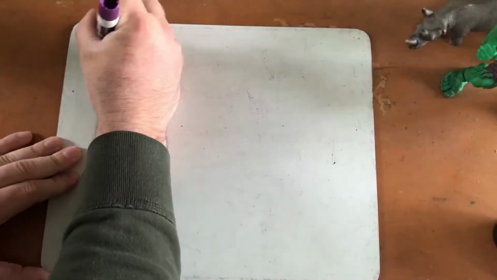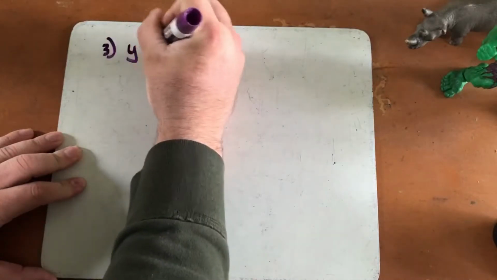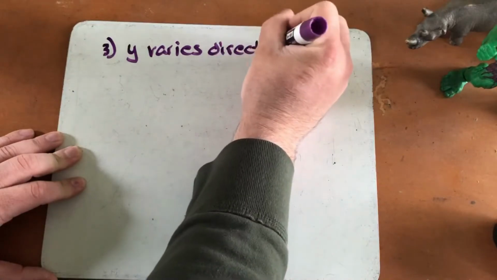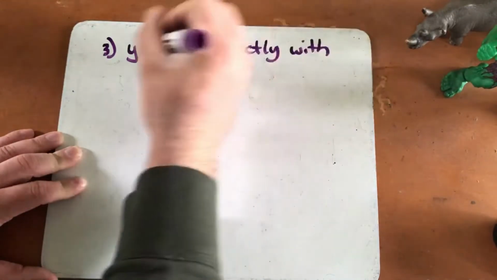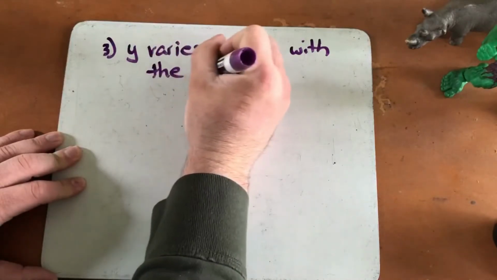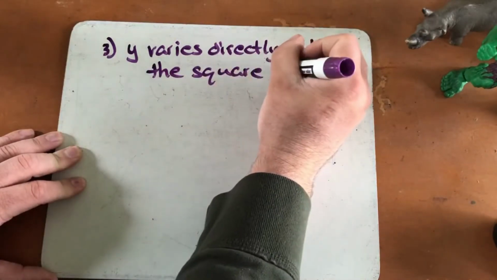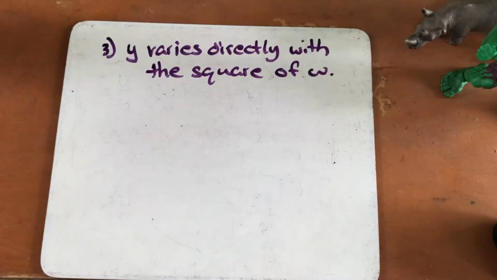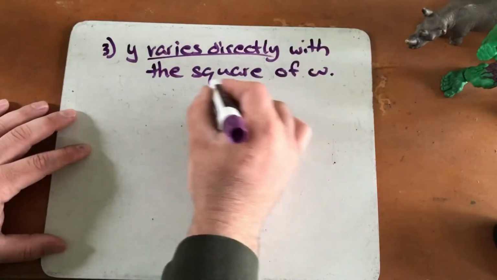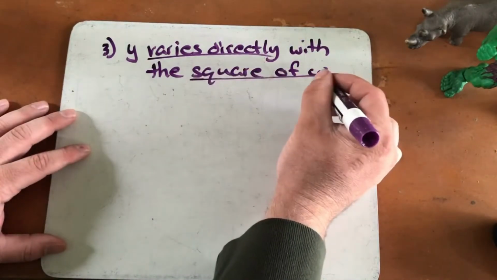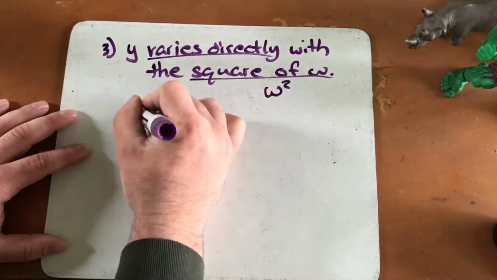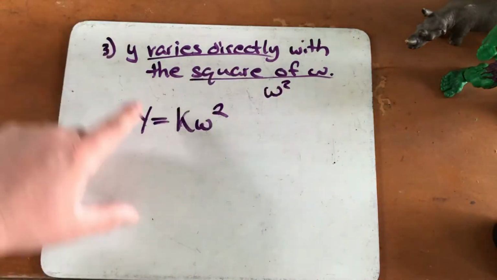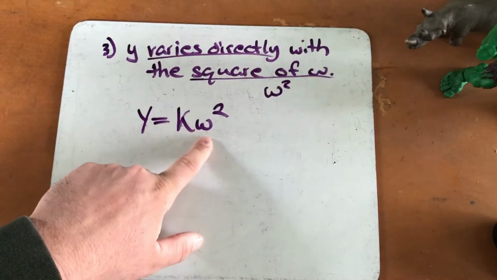All right, so for the next one, let's say we have y varies directly with the square of w. Now, this starts off basically the same. We're told it varies directly, but then it says the square of w, which means w squared. So I have y equals kw squared. Y varies directly with the square of w.